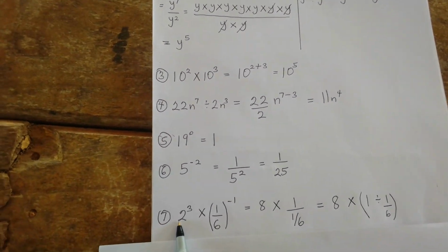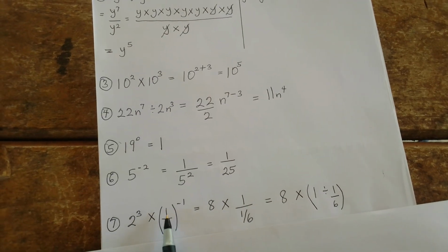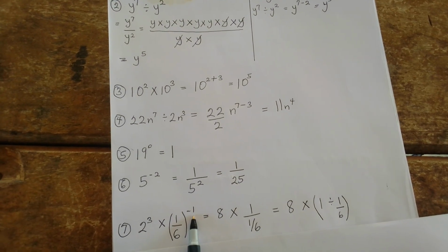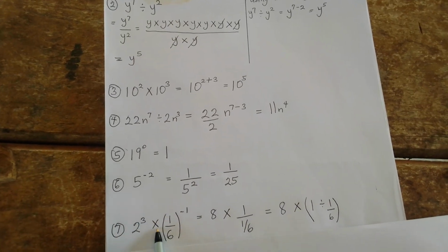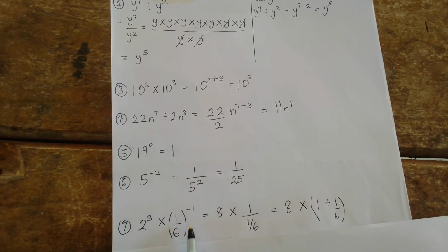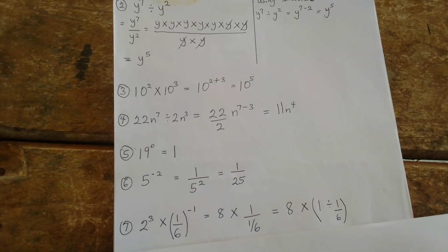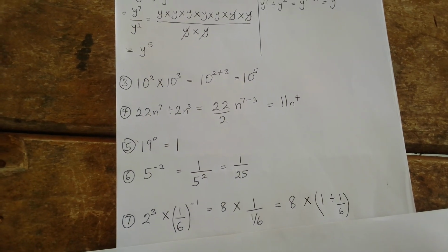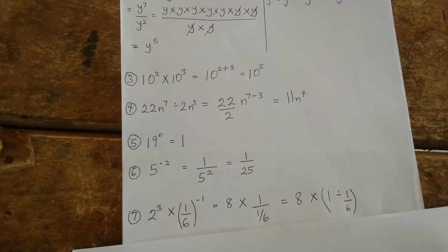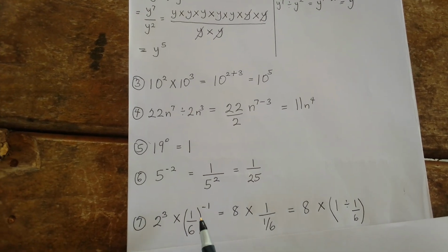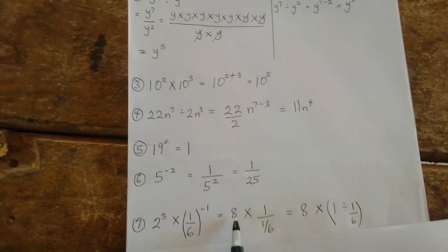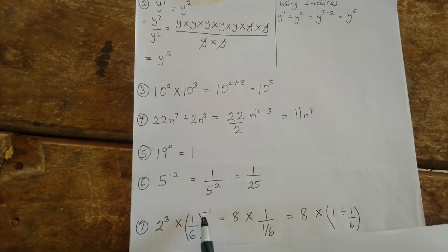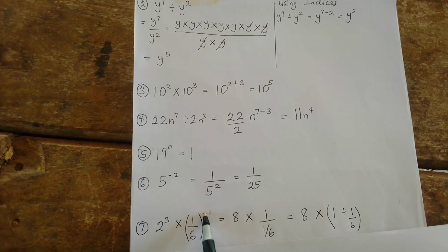We are having 2 raised to power 3 times 1 over 6 raised to power minus 1. Now, 2 raised to power 3 means 2 times 2 times 2. So 2 times 2 times 2 will give you what? 8.